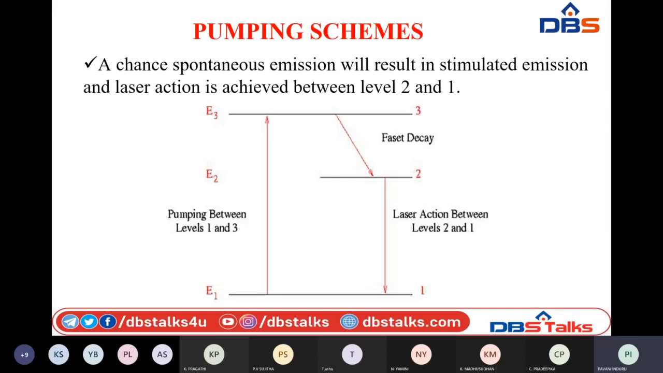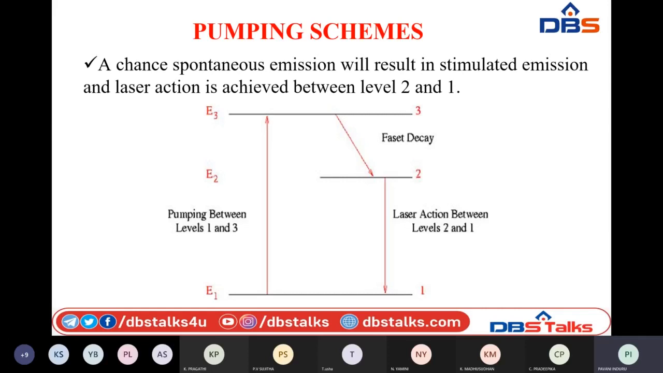This photon is absorbed by the atoms present in the middle, metastable state E2, so they again fall back to the ground state by emitting another photon. Now the number of photons will increase, and all of them travel in the same direction. That is why we get monochromatic, highly directional light. This scheme is nothing but the 3-level pumping scheme.